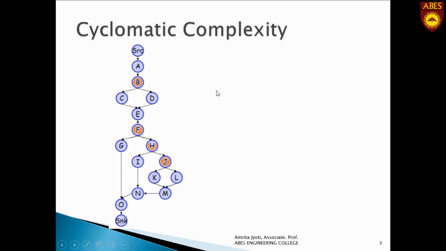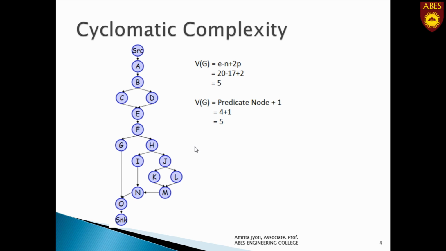For the second method, count the decision nodes, the predicate nodes, where we have to take the decision about the true or false value. In this case, B, F, H, J are the predicate nodes. That means 4 predicate nodes, so we can calculate the cyclomatic complexity with this method: 4 plus 1, predicate nodes plus 1. Again it's 5.